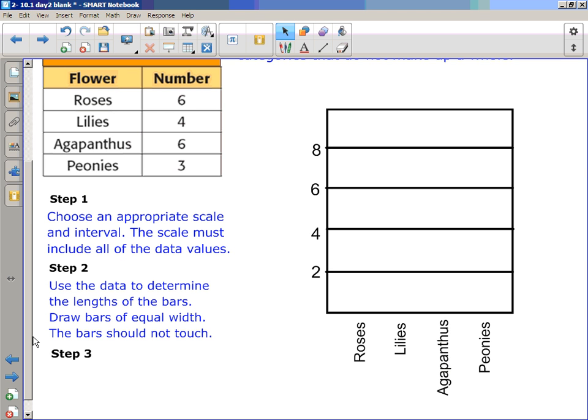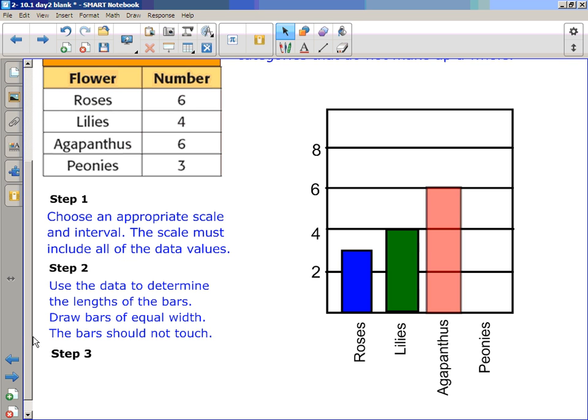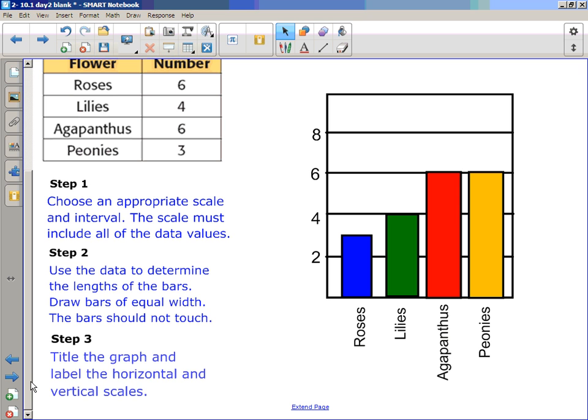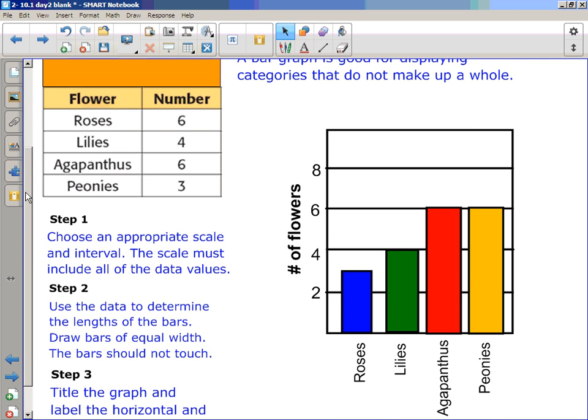We draw the bars of equal width, and the bars shouldn't be touching. So when we take our values, roses was at 3, the lilies was at 4, agapanthus at 6, and also the peonies. We want to now title the graph and label the horizontal and vertical axes. So horizontally we add the type of flower, vertically it's the number of flowers, and the name we could give this graph is the flowers in an arrangement.